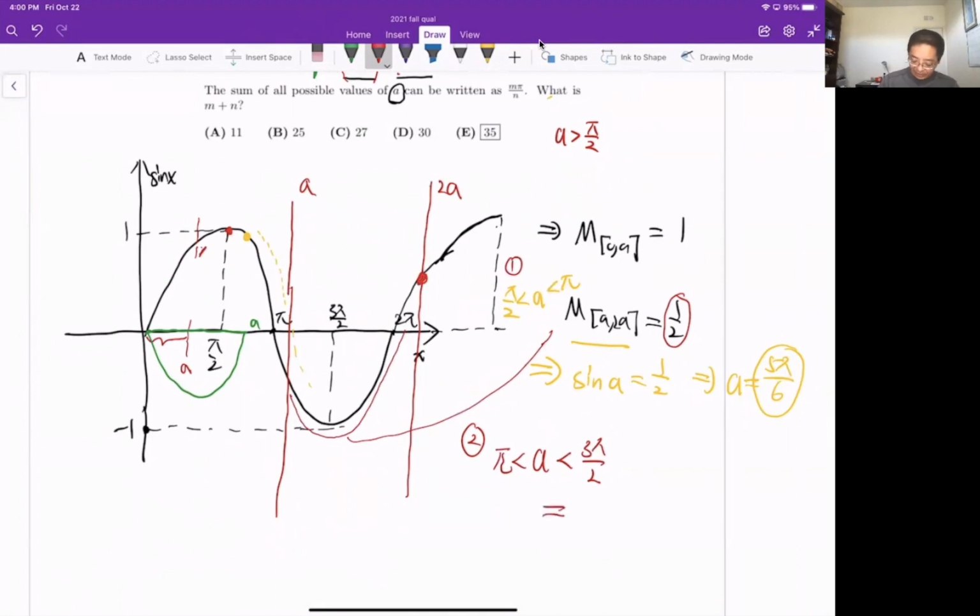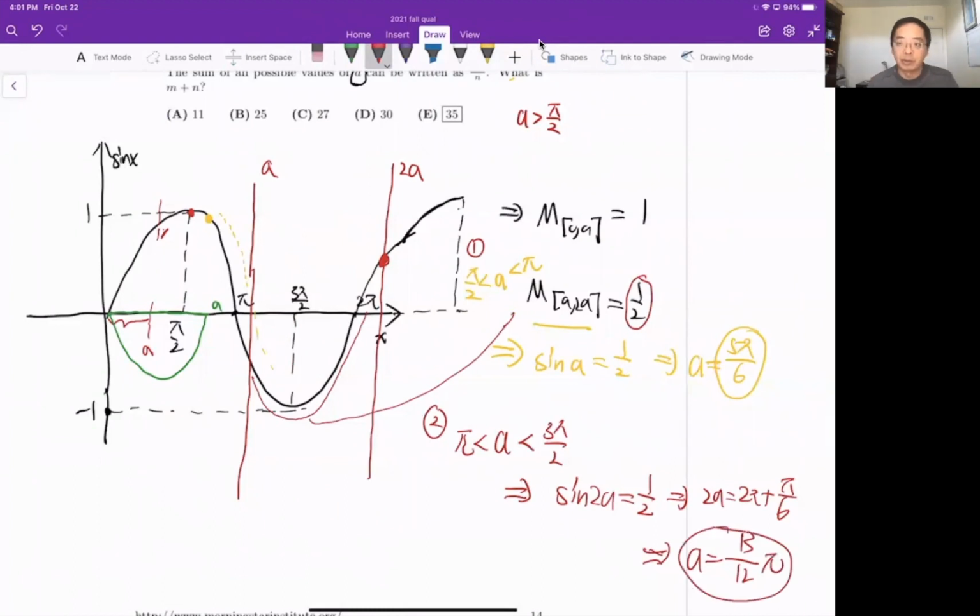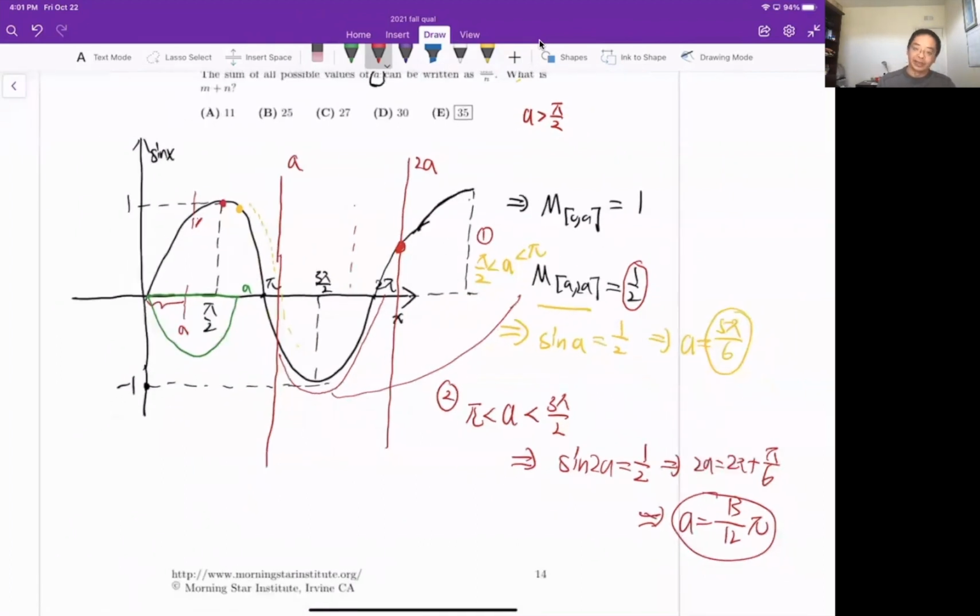Okay, and then we get sine of 2A equals 1/2, and then we just get 2A equals 2 pi plus pi over 6. From here, we get A is 13 over 12 times pi. And that's the only two options of A. If A goes beyond 3 pi over 2, this is not going to happen, because the maximum will become 1, but it cannot be 1/2. So that's the only two options we have.